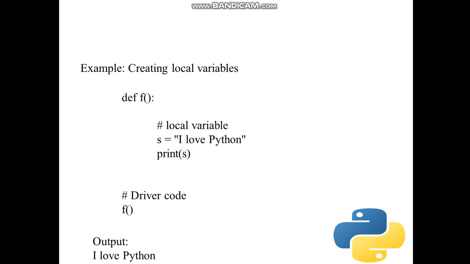For example, we have a function def f. I'm writing s equals to "I love Python" and print s. So this s is a local variable which is declared inside the function. If I call function f, it will give me I love Python.